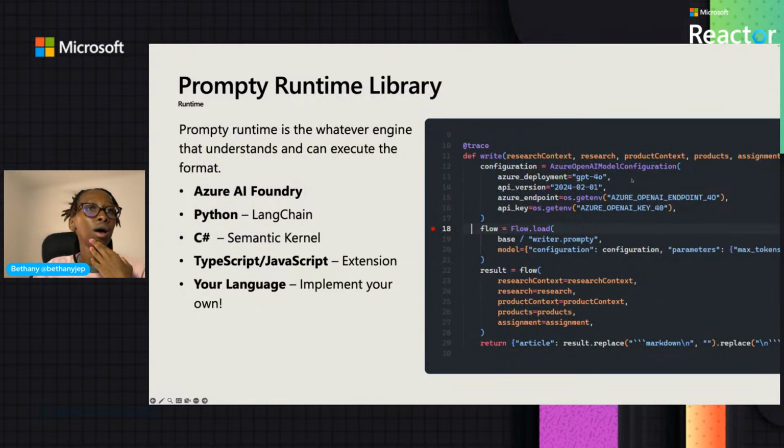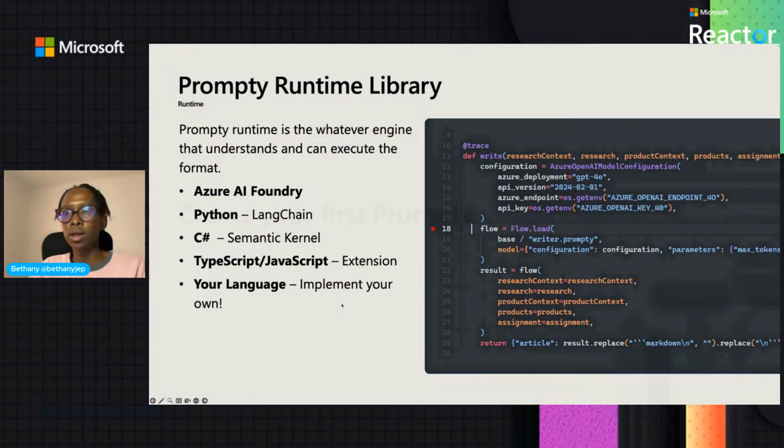And then this is now you taking your Prompty into code. Currently it's supported in Azure AI Foundry, it's supported in Python, as I mentioned, and LangChain, it's supported in C# and Semantic Kernel. And then the extension was built with TypeScript. And coming up, we are trying to also have a JavaScript runtime. And if you want to implement it in your own language, you can. Just go to the documentation and see how you can build it.